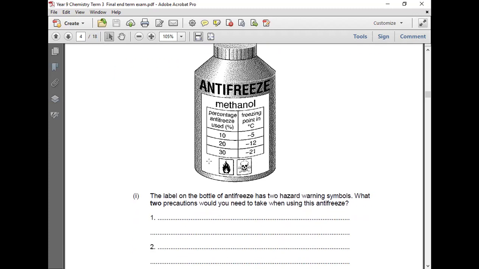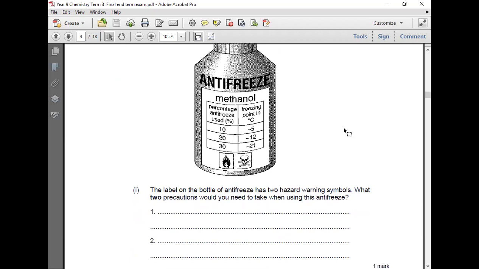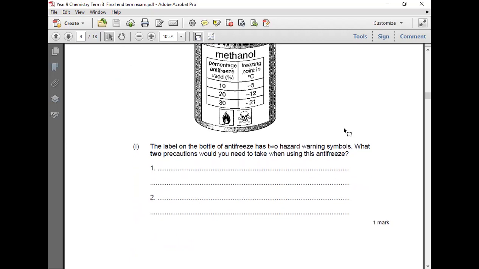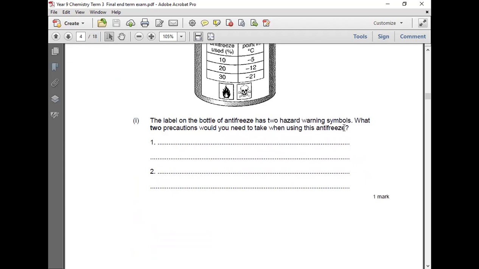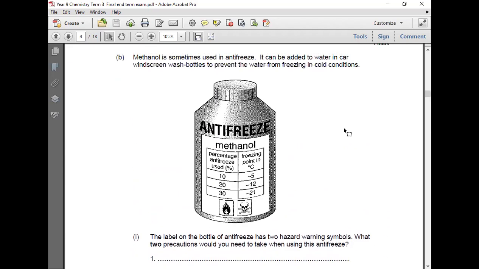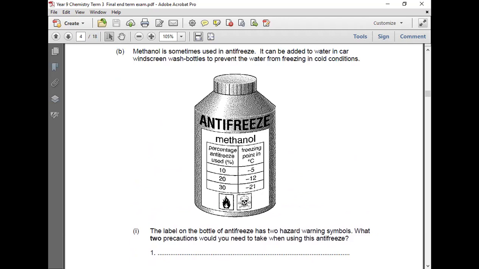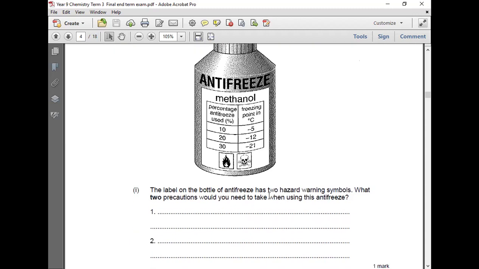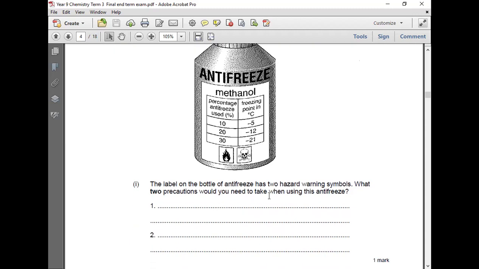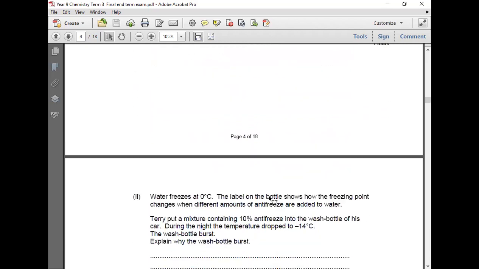You can see here, antifreeze methanol, percentage antifreeze used: 10% is -5 degrees Celsius, 20% is -12, 30% is -21. The label on the bottle of any antifreeze has two hazard warning symbols. What two precautions would you need to take when using this antifreeze? You can see here it has two warning symbols. So when you see those two warning symbols, what precautions do you need to take when using antifreeze?